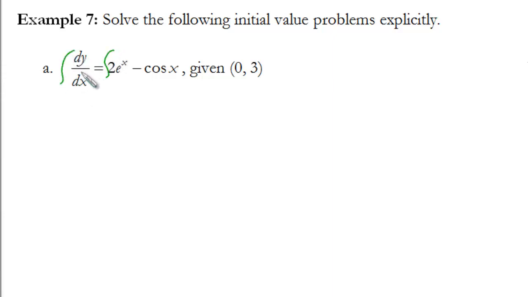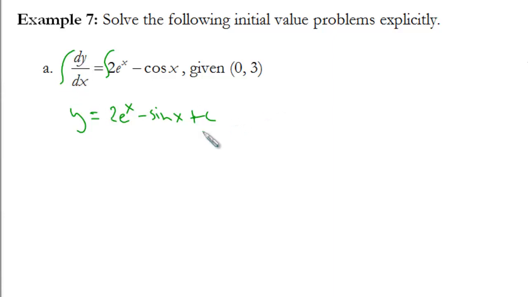If you integrate this side, you're going to get y. If you integrate this side, well, the nice thing about the integral of e to the x is just e to the x. So it's going to be 2e to the x. And the integral of cosine is sine, but there's a negative in front of that. So it's going to be negative sine of x. And remember, you need a plus c after this because this is called an indefinite integral. When you don't have a numerical lower or upper limit, you always need a plus c.